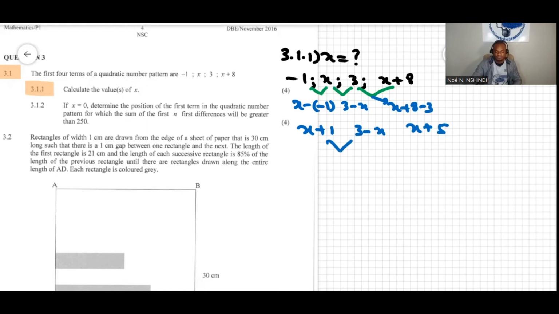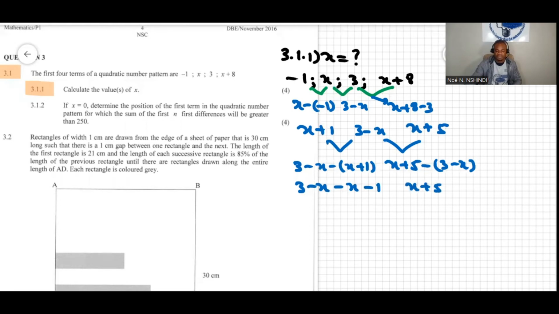Now the second difference must be 3 minus x minus (x plus 1), and then x plus 5 minus (3 minus x). If you work it out, that makes 3 minus x minus x minus 1, and x plus 5 minus 3 plus x. Negative x and negative x makes negative 2x, and 3 and negative 1 makes plus 2. Then x and x makes 2x, and these two make plus 2.